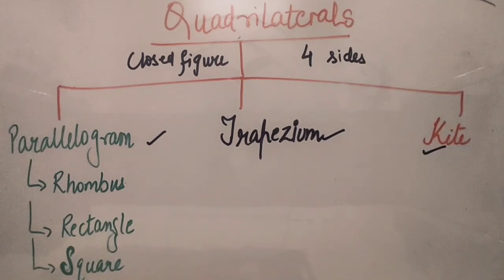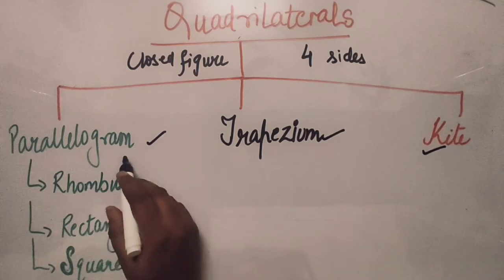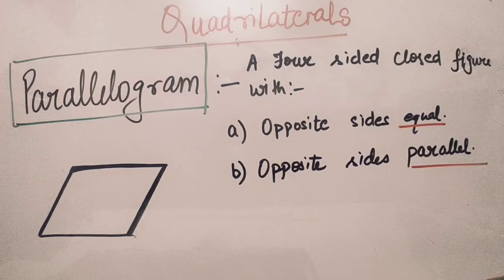So today we will learn how we can convert a quadrilateral, or a four-sided figure, into a particular type of quadrilateral known as a parallelogram. So let's start. Before that, let's read what a parallelogram is, or what the requirements for being a parallelogram are.